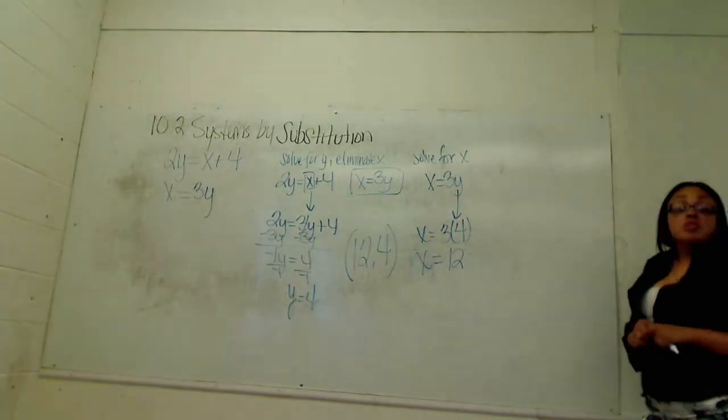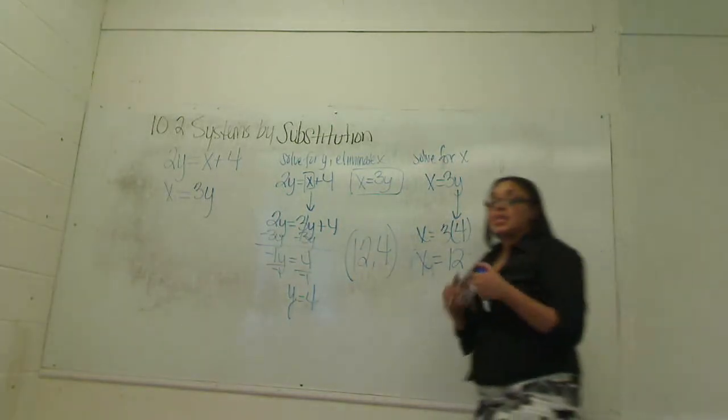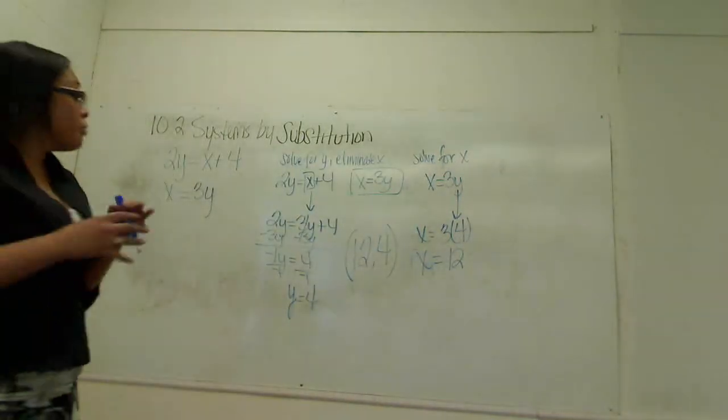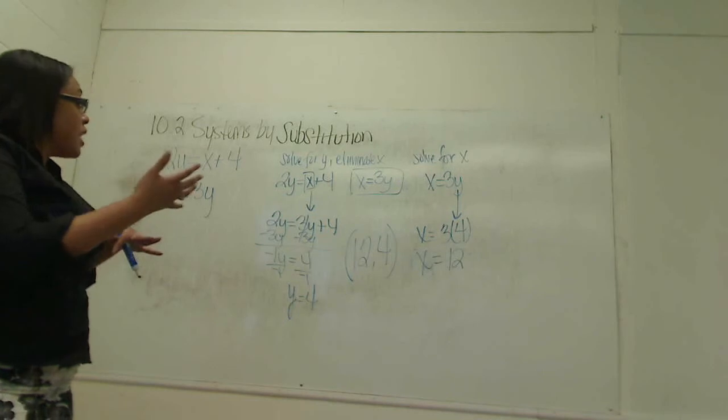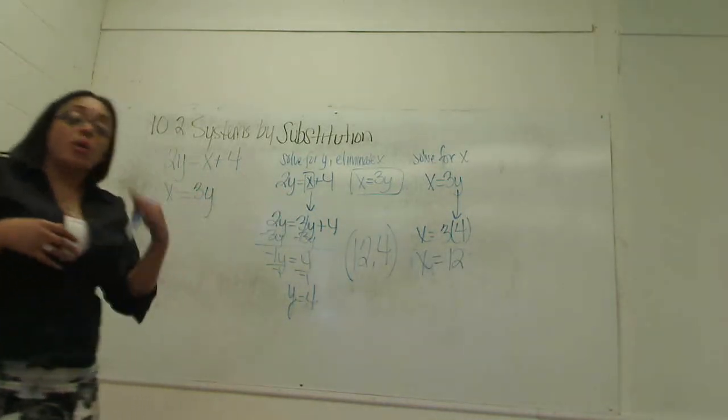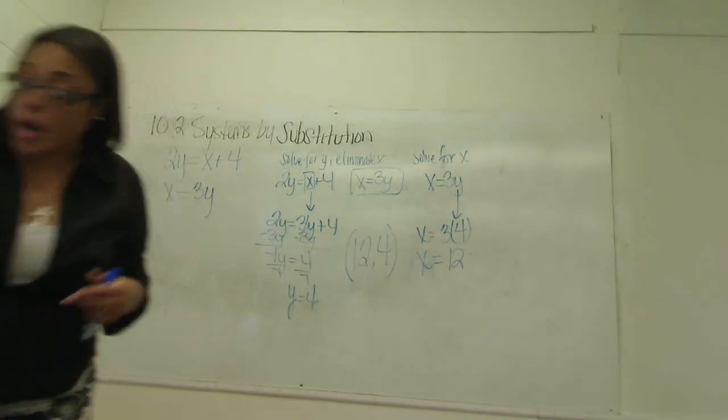Okay? That's how you substitute. You just switch things in until it makes sense, until you have one variable that you can solve for. I did 2 examples. I did one where you solve for y, eliminated x, one where you solve for x to eliminate y.